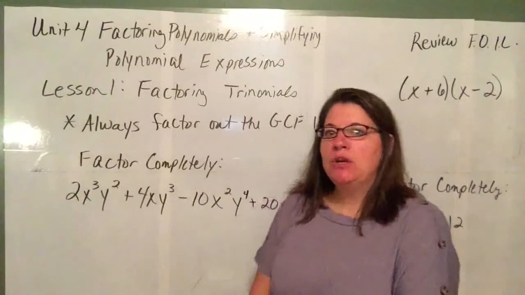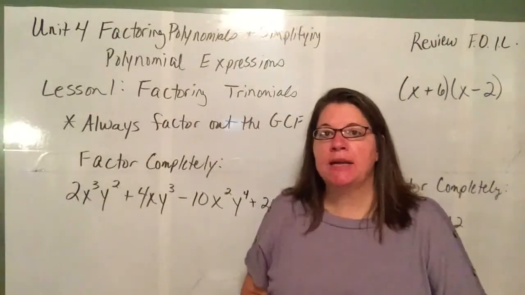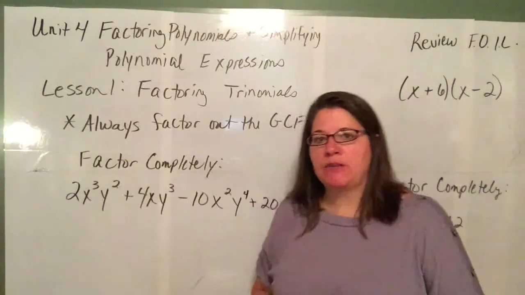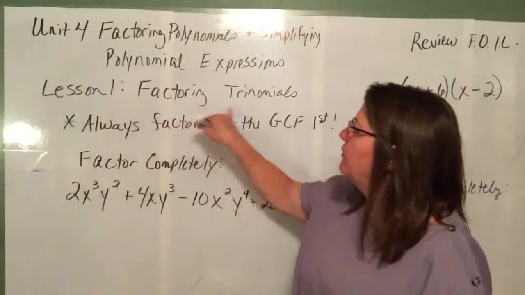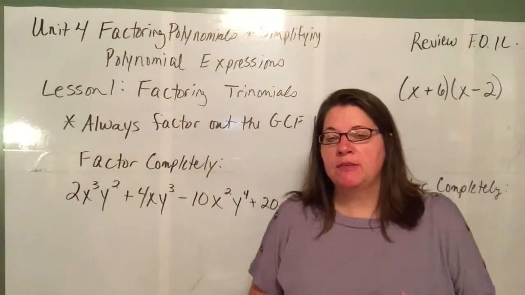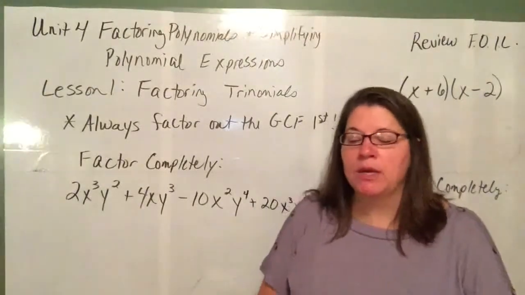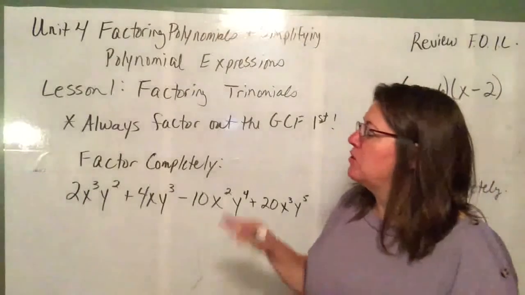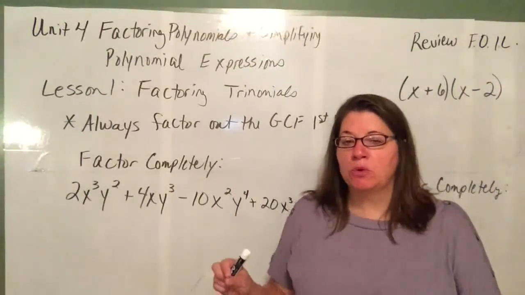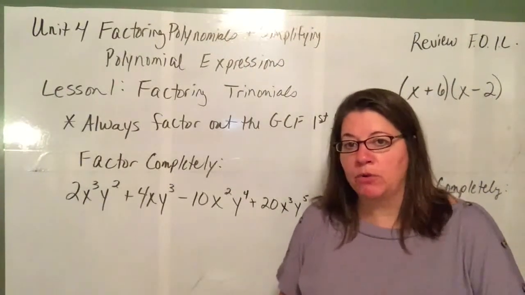Today we're going to begin Unit 4. Unit 4 is on factoring polynomials and simplifying polynomial expressions. All of this first section, Lesson 1, Factoring Trinomials, should be review of Algebra 1, but this is one of the topics that my Algebra 2 students always need review of. So that's why I started this chapter with a review topic. We need to make sure that you're very comfortable factoring any trinomial that I give you before we move forward to the more difficult factoring.